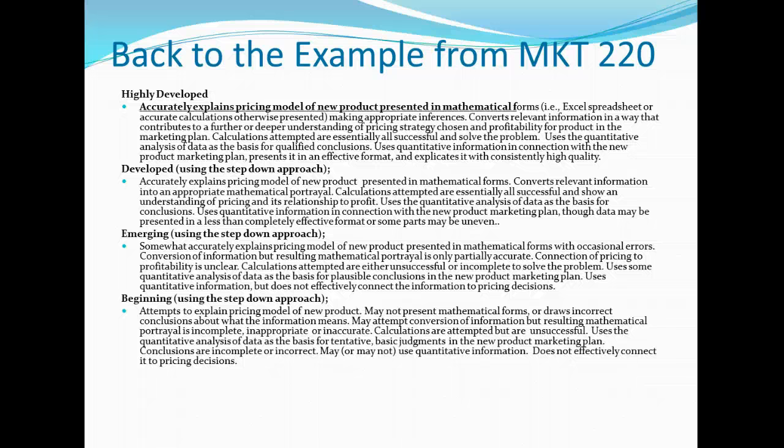This is the proficiency descriptors that was used in iBoard. So when you see us using that step-down approach, the first one really is at the highest level of quality. And at the beginning level, they tried to do something, but they weren't really able to do it in mathematical forms, or they drew incorrect conclusions. Maybe they couldn't use an Excel spreadsheet. Maybe their conclusions are incomplete. They could not really apply the quantitative information, the numbers, to figuring out how to connect that to their pricing decisions.